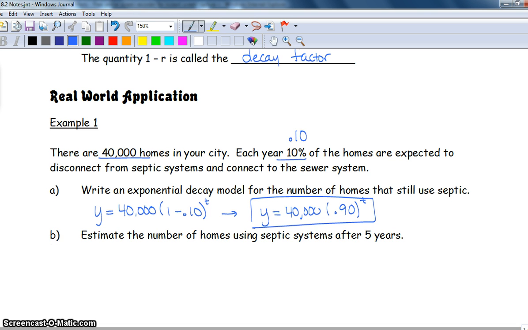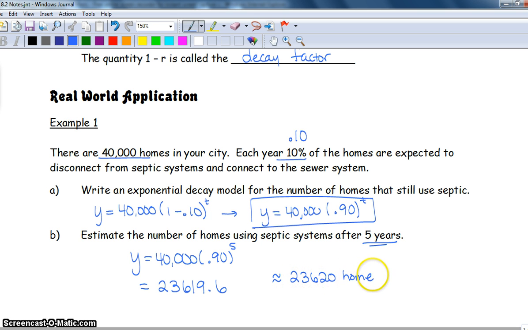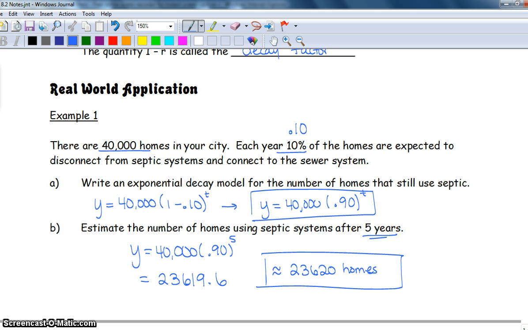Estimate the number of homes using septic systems after 5 years. So we have two variables. We have y, which would be our total amount left, and t, which is the number of years. So we're going to replace t with 5. So we've got 40,000 times 0.90 raised to the 5th power, and you get 23,619.6. And so we're going to say that's going to be about 23,620 homes. Alright, flip your papers over.